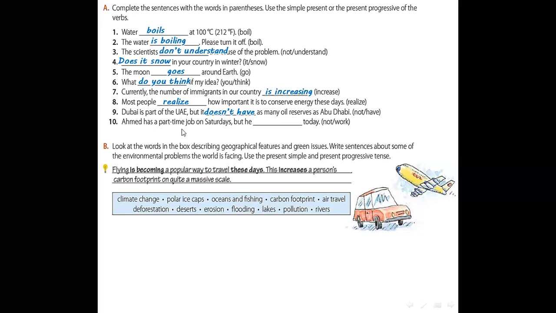Number 10, Ahmed has a part-time job on Saturday, but he isn't working today. Temporary state, temporary situation, so we use present progressive. Isn't working.